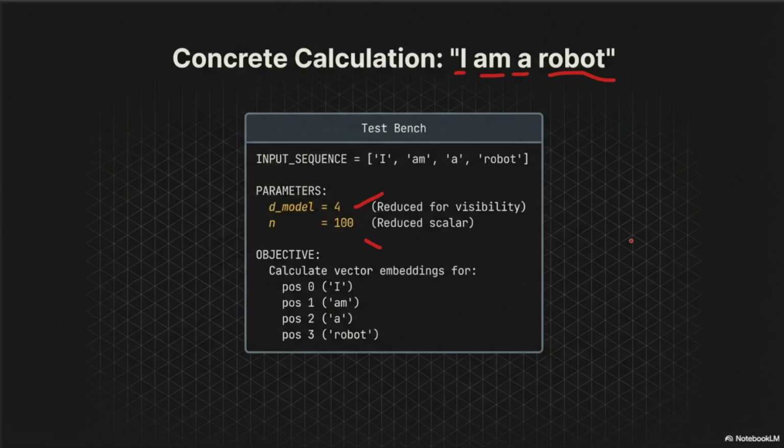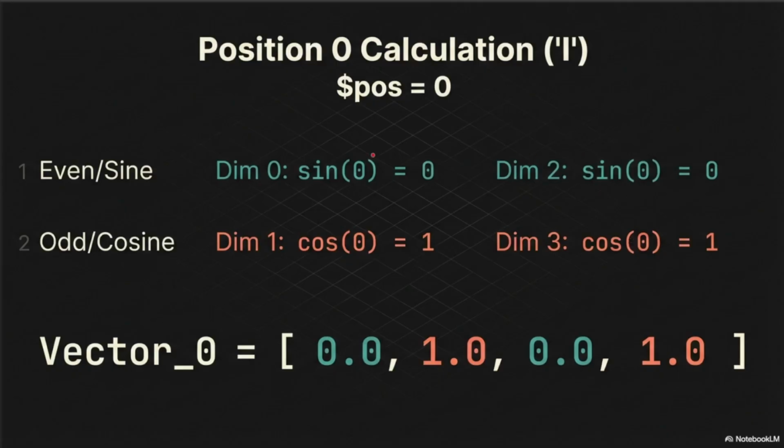So, first, position 0. The math here is very easy because the numerator is 0. So regardless of the denominator, the argument is 0. The sine of 0 is 0. The cosine is 1. So for position 0, the vector is simply this one. This is our starting vector. So we have 0, 1, 0, 1.